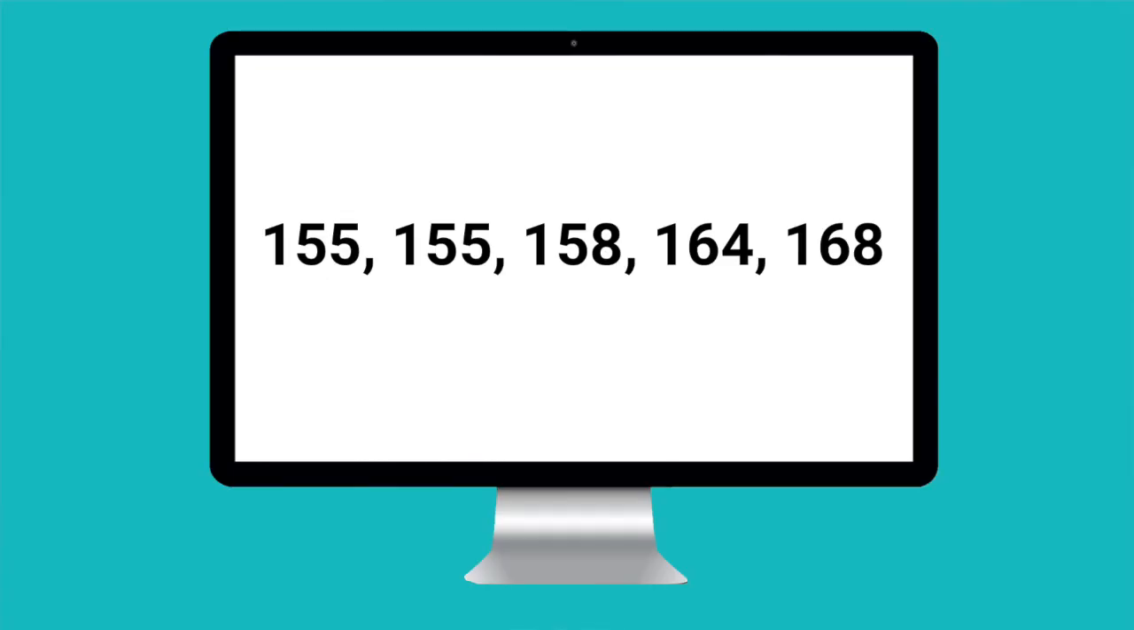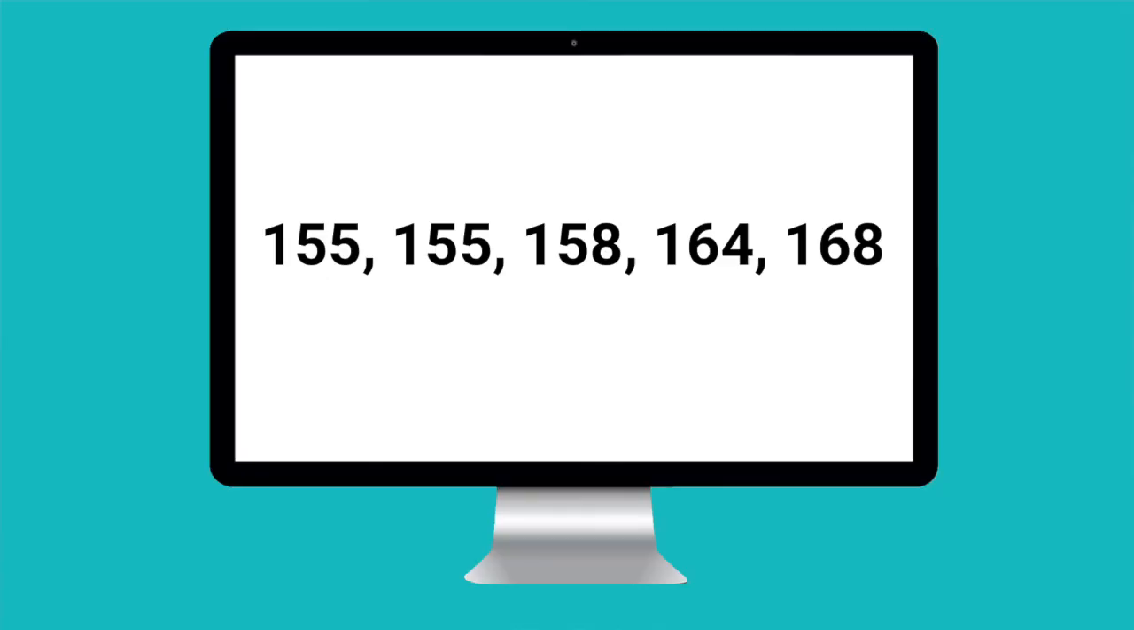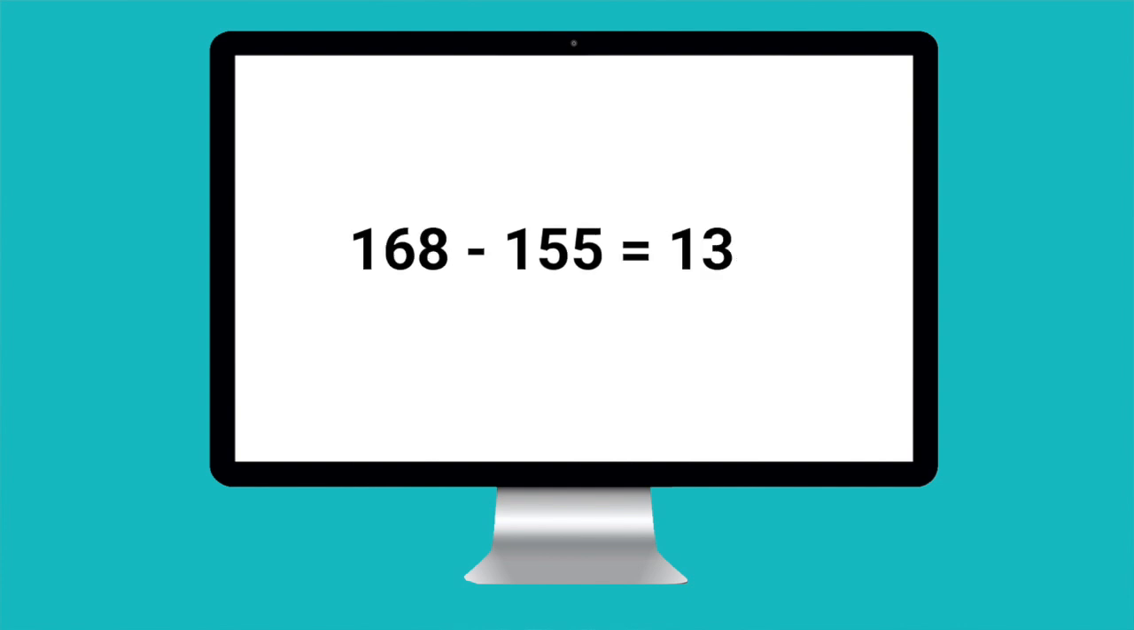Mode. If you're into fashion, you might know the word mode is referring to fashionable. In math, mode has a similar meaning. It refers to the number that appears most often, or you could even say the most fashionable number. In this list of numbers, 155 appears twice, and the other numbers only appear once, so 155 is the mode. Finally, range, which refers to the spread or difference between the numbers. Find the range by subtracting the smallest number from the largest number. So 168 minus 155 gives a range of 13.